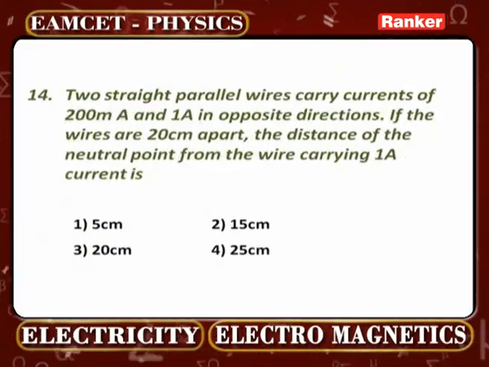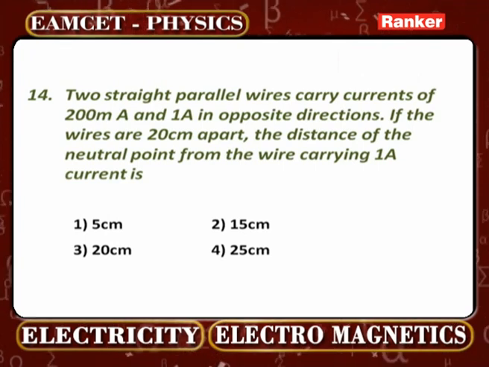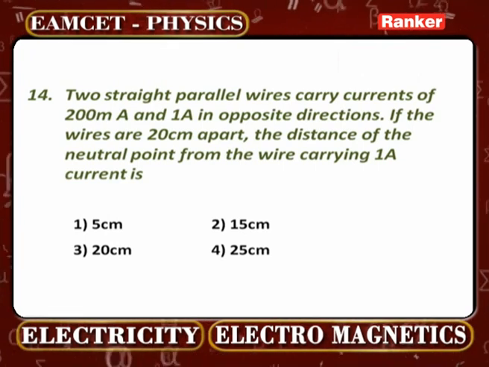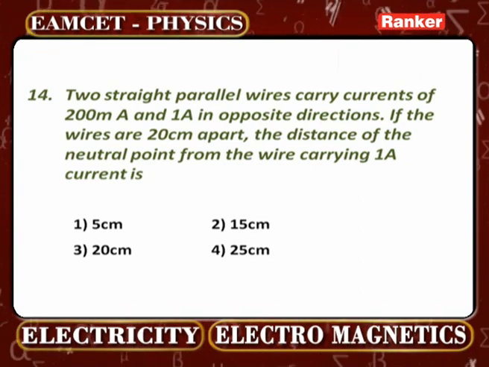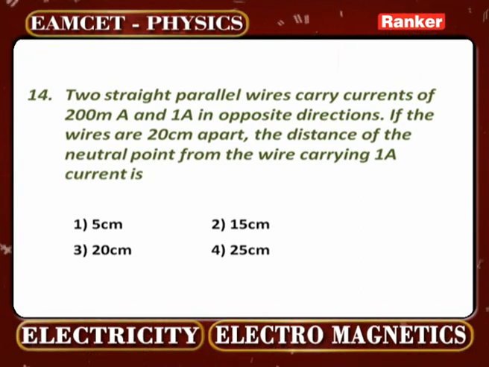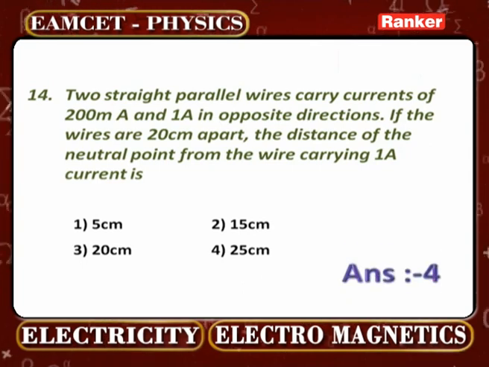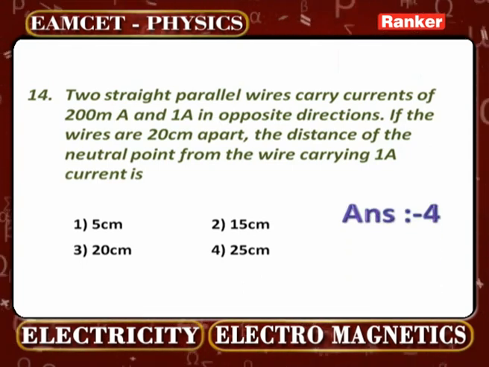Problem 14. This is based on the same model. Two straight parallel wires carry currents of 200 milliampere and 1 ampere in opposite directions. If the wires are 20 centimeter apart, the distance of the neutral point from the wire carrying 1 ampere current is how much? That is the concept. Look at now the same concept with slight modification.